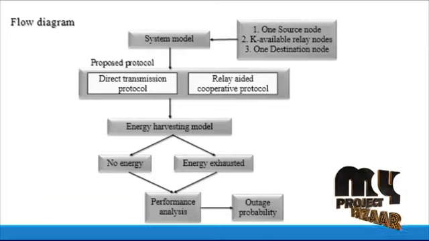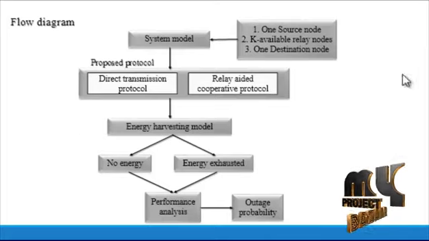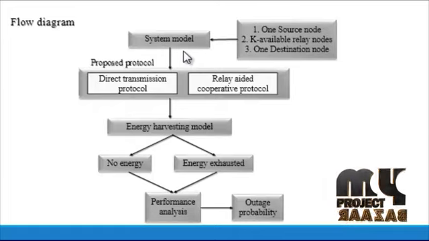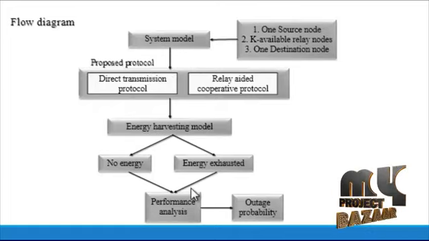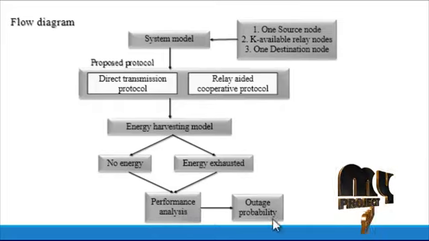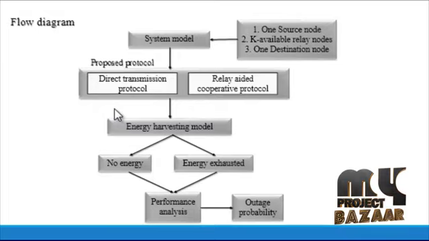Let us discuss the flow diagram of the process. This is the overall flow diagram. First of all, we get the system model, and the system model leads to the proposed protocol, and then the energy harvesting model. Finally, we get the performance analysis, and from the performance analysis we get the particular outage probability.